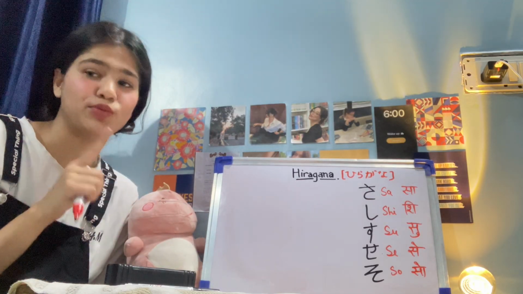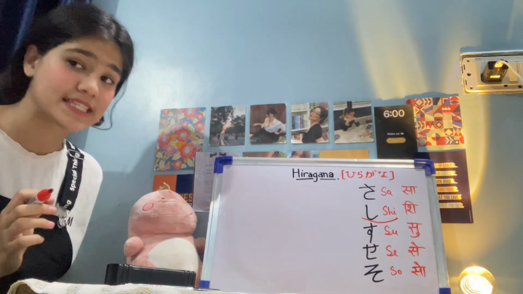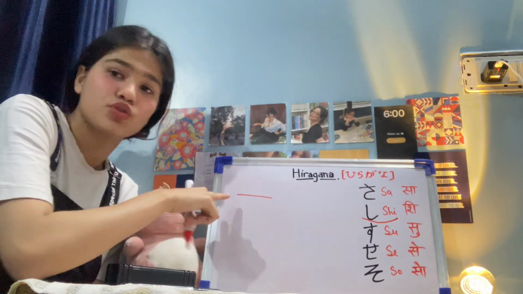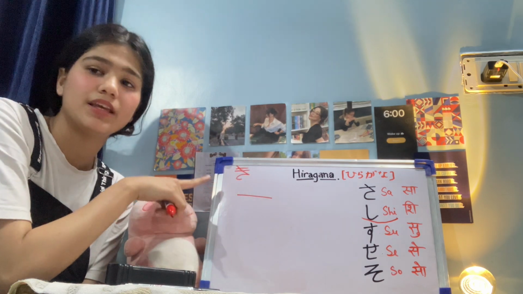Okay, next we have the S line. Sa, shi, su, se, so. So here comes our first exception, that is shi and not si. First we're going to start with the sa stroke, which is pretty similar to the ki one. Okay, we made ki like this.